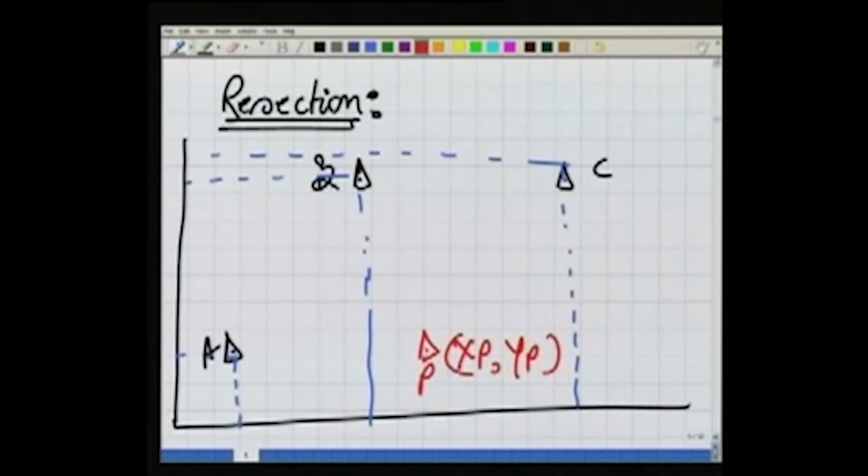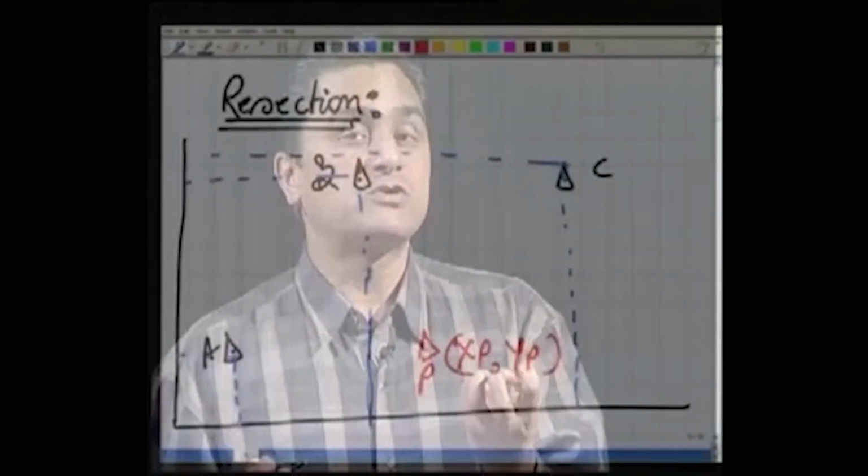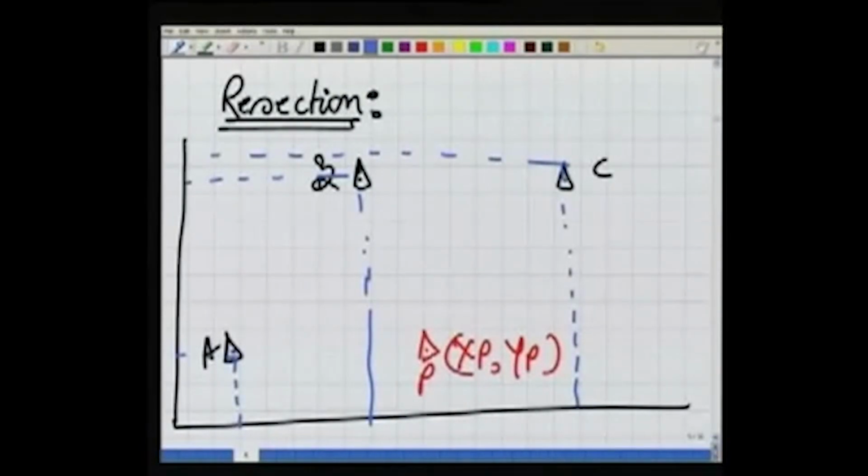You are not taking observations from A, B or C, rather you are taking observations where you are. You are standing on some field, you want to know what is the coordinate of this point. So how to do that? Again in this case, you will be measuring the angles. For example, I can measure the angle APB, let's say this angle is alpha.